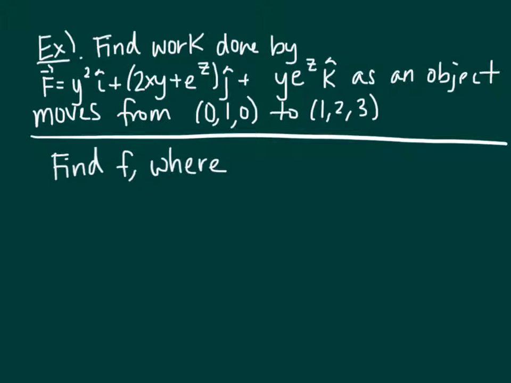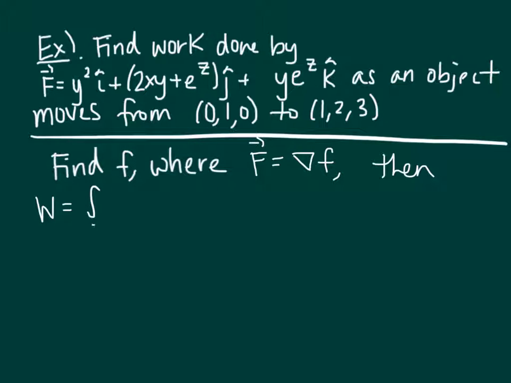So here we're going to find the work done by this vector field as an object moves between these 2 points. So we're going to start by seeing if the vector field's conservative, by seeing if there exists a potential function, where if we take the gradient of that potential function, we get this vector field back.